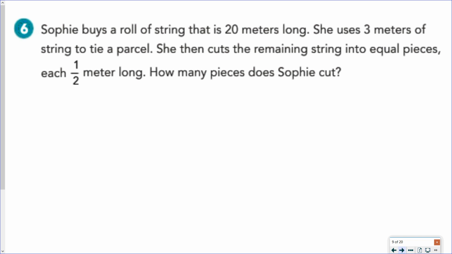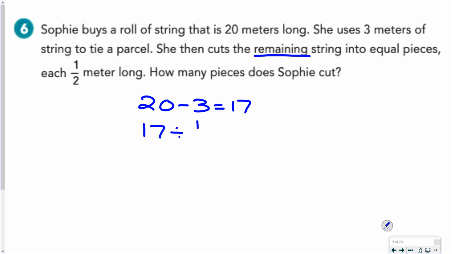And then our final one for today, Sophie buys a roll of string that's 20 meters long. She uses 3 meters of string to tie a parcel. She then cuts the remaining string into equal pieces, each 1/2 meter long. So 20 minus 3 is 17. So the remaining that is being cut, keep, change, flip, 17 times 2 is 34.